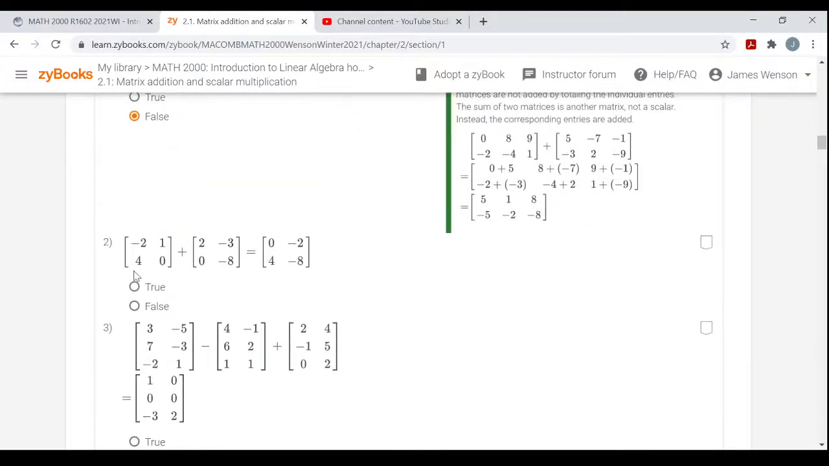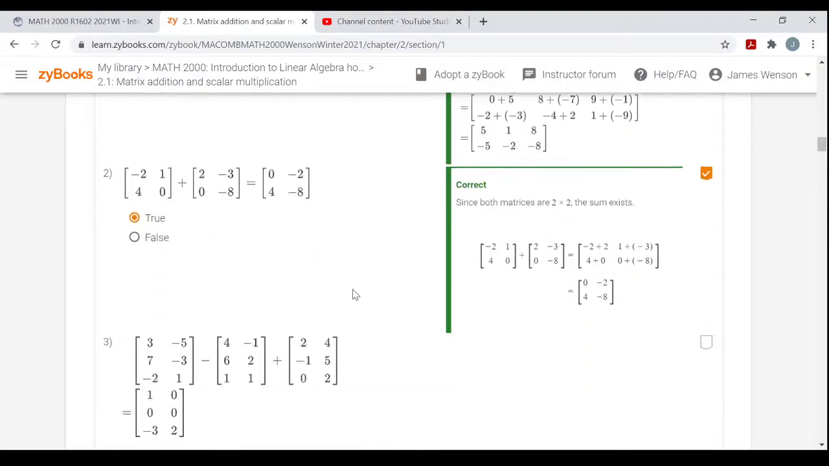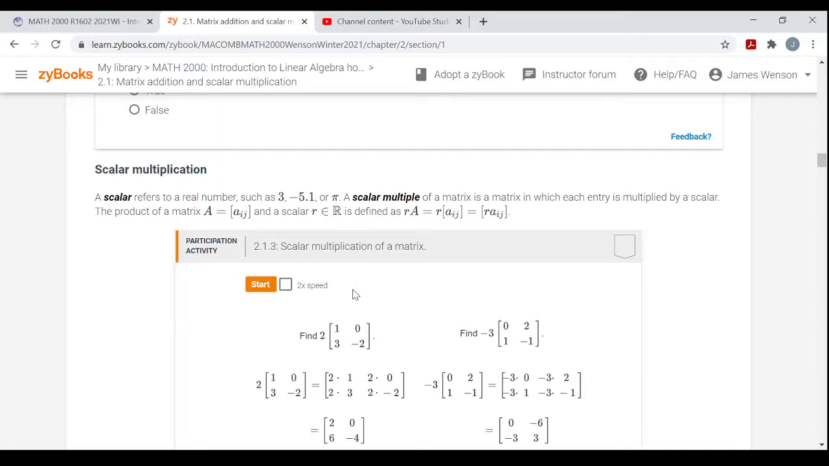Here's a couple 2 by 2s. Again, I showed you an example, real simple. They're the same size. The sum would be the same size. All right, and you got -2 plus 2 is 0. 1 plus -3 is -2. 4 plus 0 is 4. 0 plus -8 is -8. This is true. That would be the resulting sum, and hopefully, again, these are easy. You can go through those on your own.